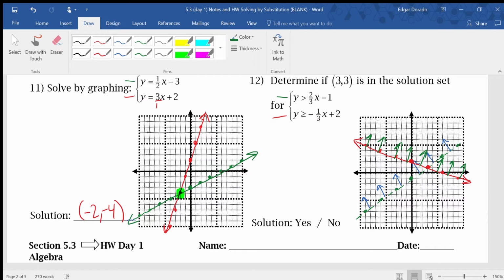Then we can see the area where we have the shade because both the green and the blue arrows are hitting each other, which means this area here is my solution set. But that was not the question. The question was determine whether 3, 3 is in the solution set. Well, let's find it. 3, 3 is right there. Is that in the shaded region? Yes, it is.